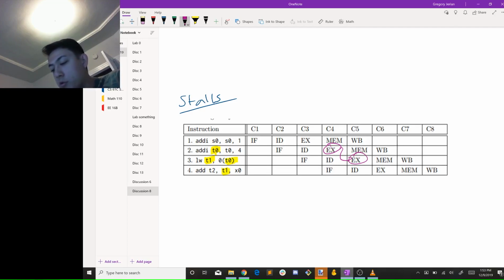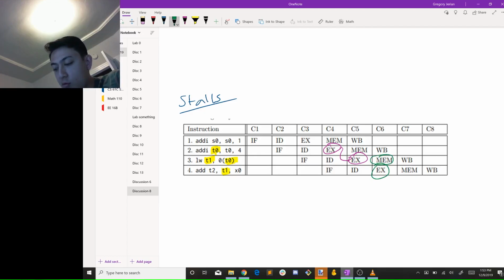Okay, now let's try to deal with the T1 problem. T1 is required in part 4's execute phase, right? In instruction 4's execute phase. But we can't forward it from part 3's execute phase. And the reason why is because T1 is not updated until after we access memory, right? So this isn't an add instruction, this is a load word. So we need to wait until we access memory in order to get the value of T1.